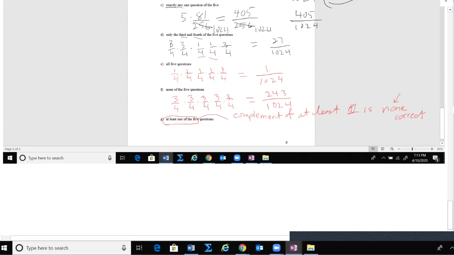So we know this probability of at least one will be equal to 1 minus probability of none, which is, we just did that last one, 243 over 1024. We just did that one. None of the questions. So here, do a little math. Let's see, 1024 minus that 243. We get 781 over 1024. So there it is. It's another use for that complement idea that we talked about before.